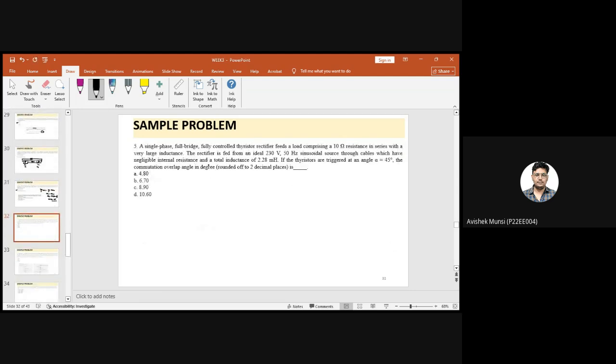So next question is a single phase full bridge full control thyristor rectifier that is feeding from a 30 volt 50 hertz sinusoidal source. You have to calculate the commutation overlap angle. Fine. So the commutation overlap will happen when there is an input side inductor. Generally, if you use an input side inductor, then only it will arise. Okay. So that was an effect of the source inductor.